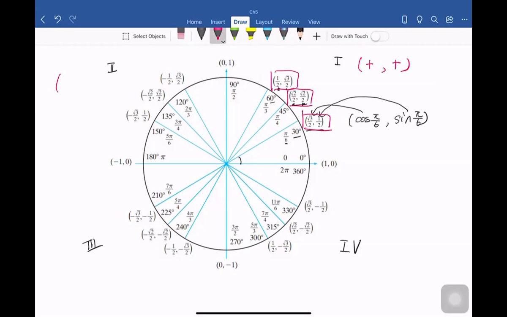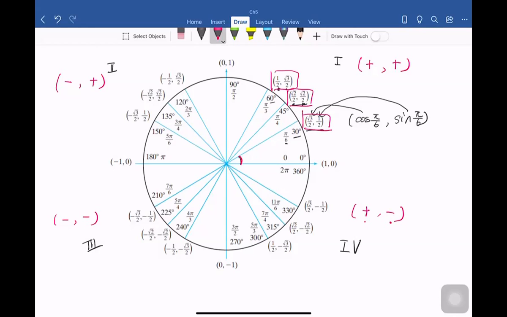In the second quadrant, that's negative, positive. In the third quadrant, negative, negative. In the fourth quadrant, that's positive, negative. So we learned the reference angle.